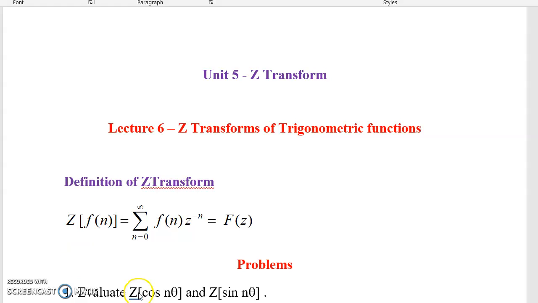Welcome to this video lecture. In this lecture, we are going to learn how to evaluate Z transforms for specifically trigonometric functions. So let us start the lecture.